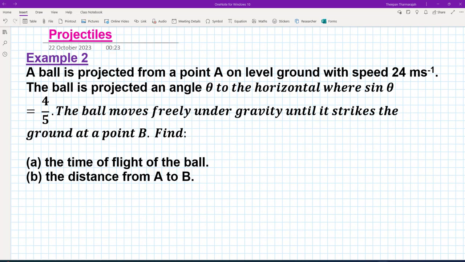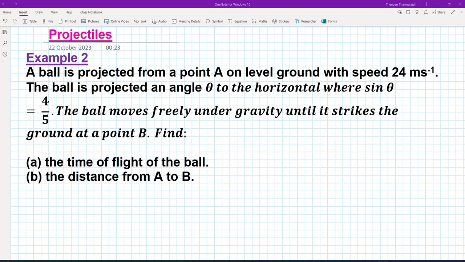Here's a question for you to try. You can pause the video, and when you're done, I will go through my worked solution. Okay, welcome back. A ball is projected from a point A on level ground with speed 24 meters per second. The ball is projected at an angle of theta to the horizontal, where sine theta is equal to 4/5. The ball moves freely under gravity until it strikes the ground at a point B. Find the time of flight of the ball and the distance from A to B.